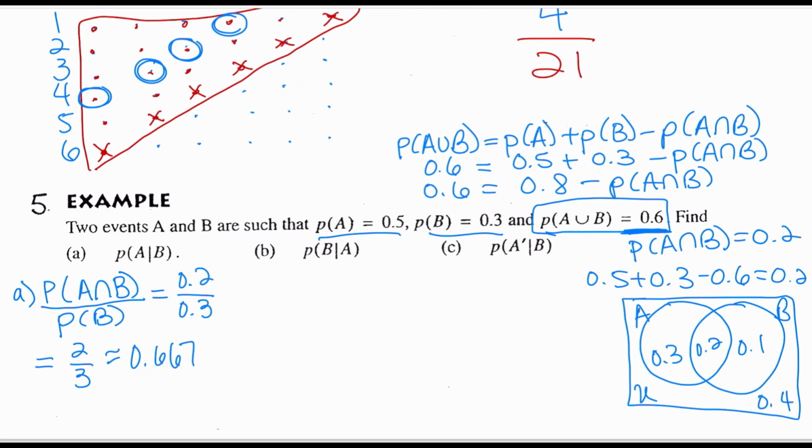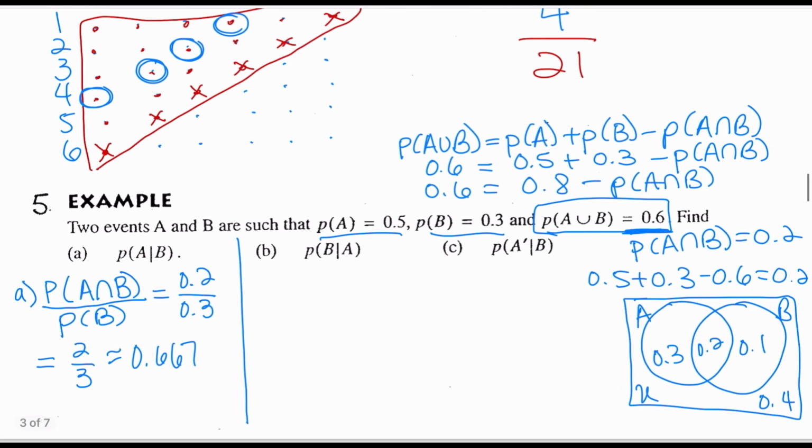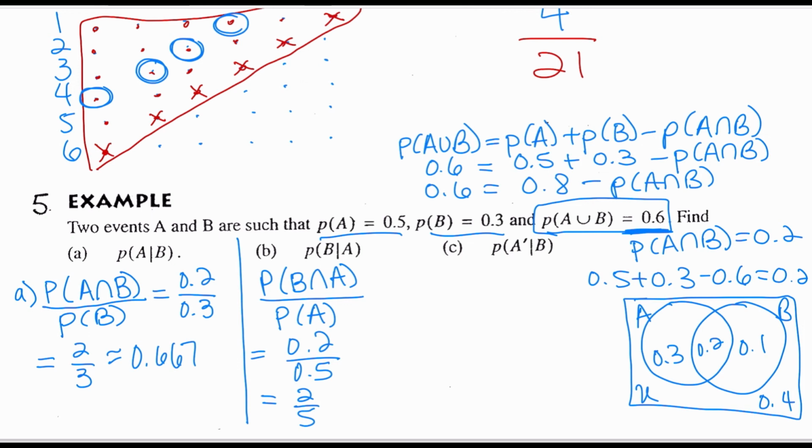Let's go ahead and try part B. In part B, we have the probability of B given A. So that is equal to the probability of the intersection, B and A, divided by the probability of the given condition. Here, the intersection is the same. It's 0.2. Whether you have B intersect A or A intersect B, it's the same intersection. The given condition is 0.5. So my answer is 2/5 as a fraction. Or if you divide, it's equal to 0.4.